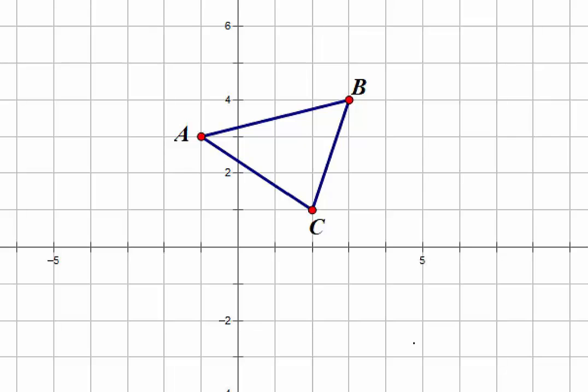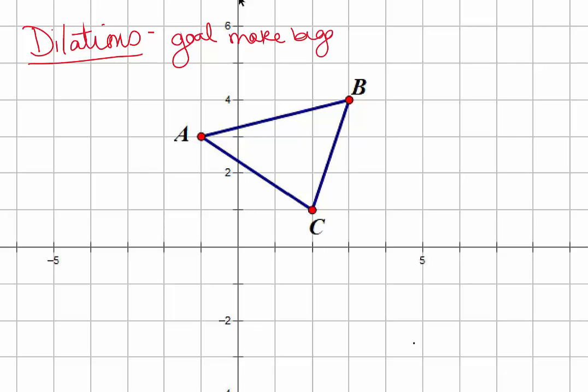So let's talk about dilations. Dilations are not rigid motions. The goal is to really make something bigger or smaller.